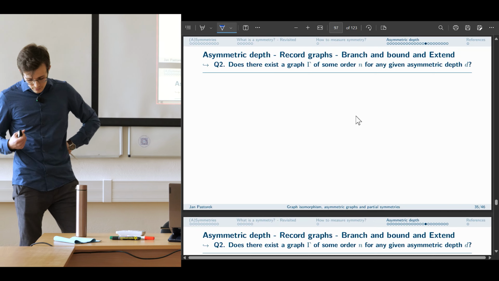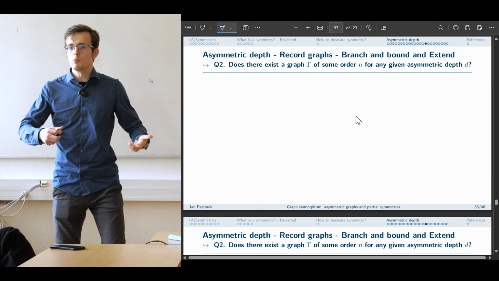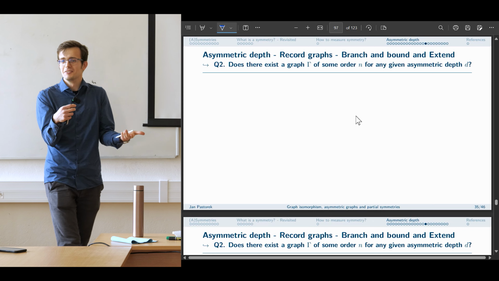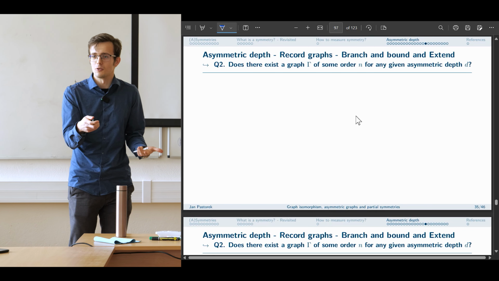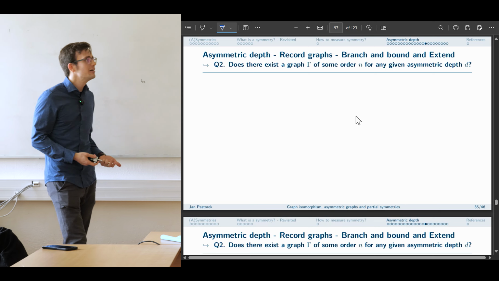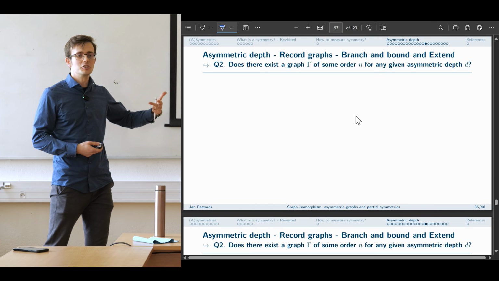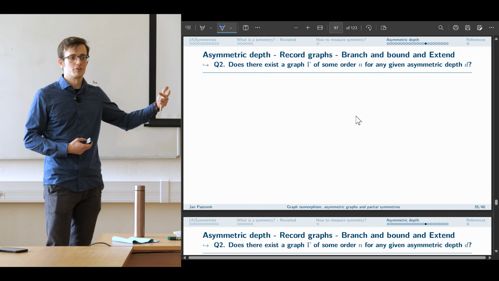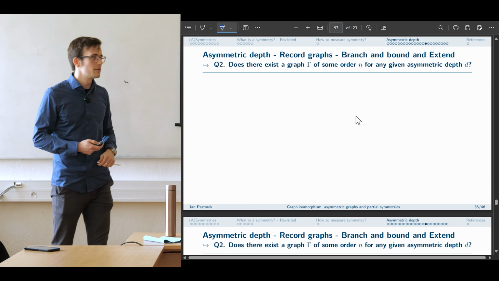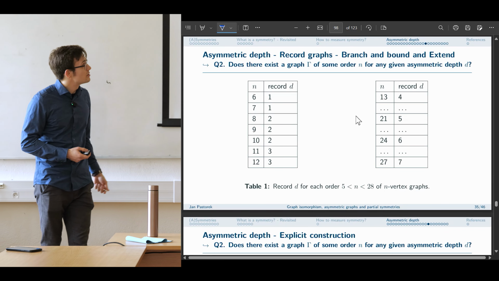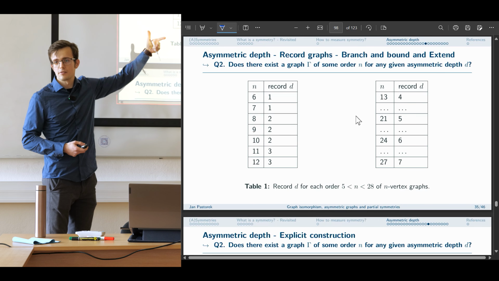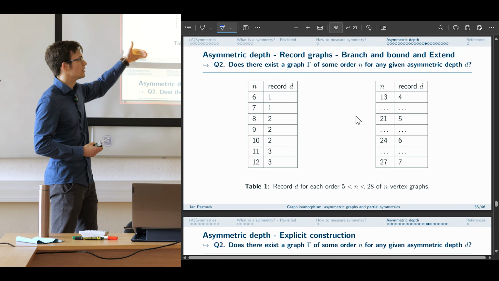So just to get some intuition, if you want to study something, you would like to have some examples. If you don't have examples of your objects that you want to study, how can you study them? So we wanted to collect some examples of graphs which are asymmetric and have different values of asymmetric depth. And we used branch and bound techniques, and we extended small graphs to bigger graphs.